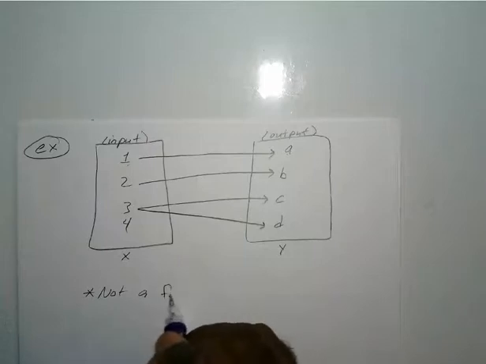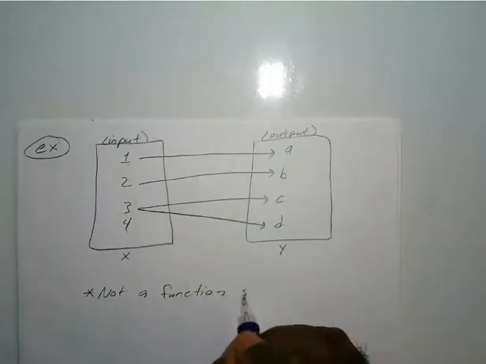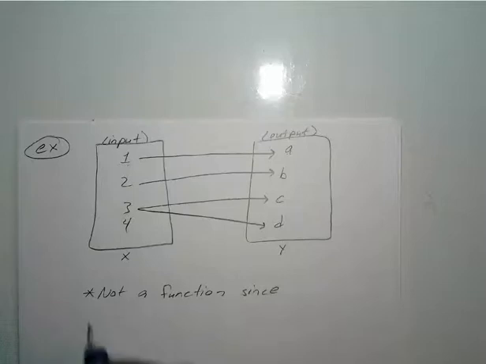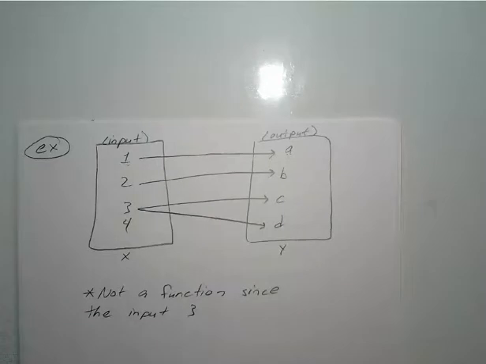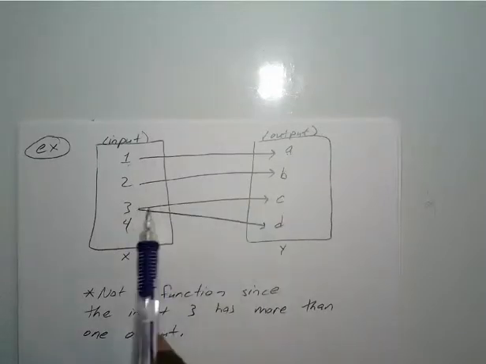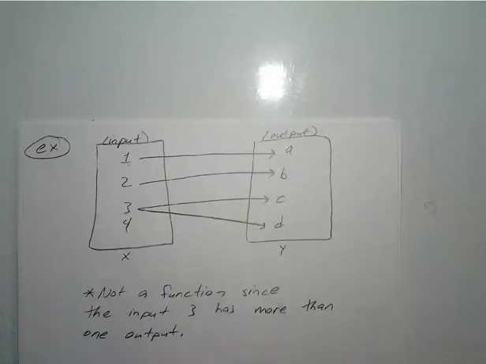Not a function, since the input 3 has more than one output. Okay, now if you had 3 goes to C or 3 goes to D and 4 goes to C, you would have been okay. But because 3 has more than one output, it's not a function. All right.